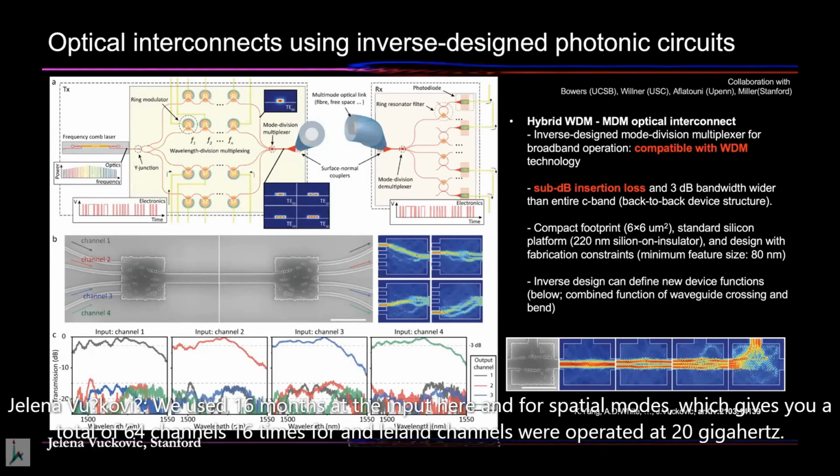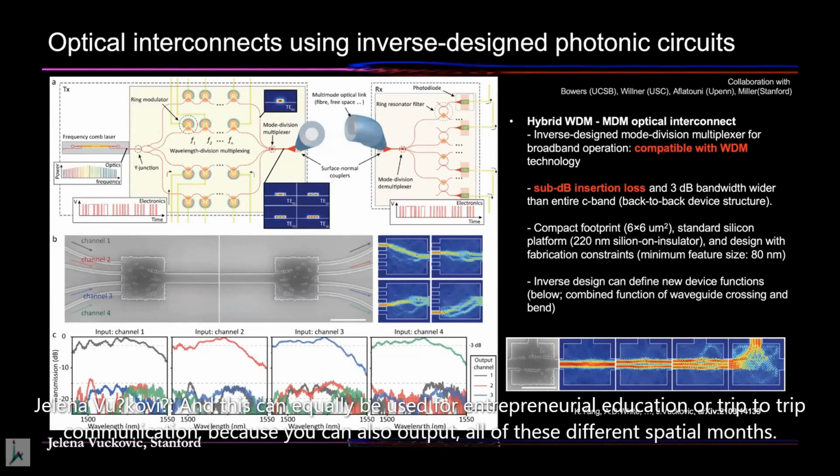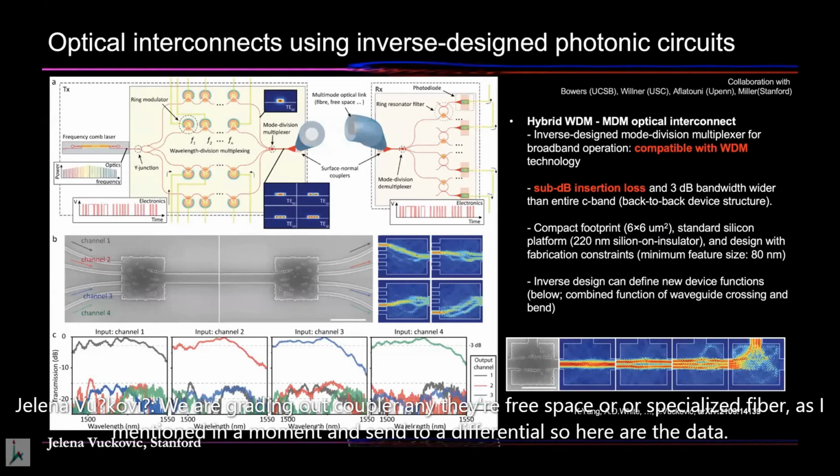And wavelength channels were operated at 20 gigahertz frequencies, 20 gigabits per second, which gives you a total of 20 gigabits per second times 64, 1.28 terabits per second communication rate. And this can equally be used for on-chip communication or chip-to-chip communication, because you can also output all of these different spatial modes via grating outcoupler and either free space or specialized fiber, as I'll mention in a moment, and send to a different chip.